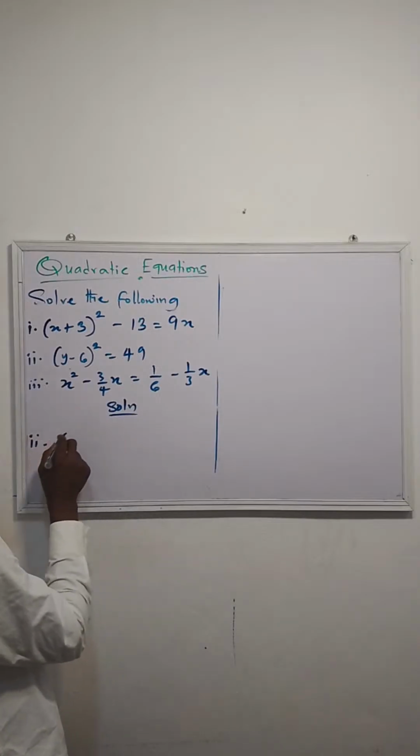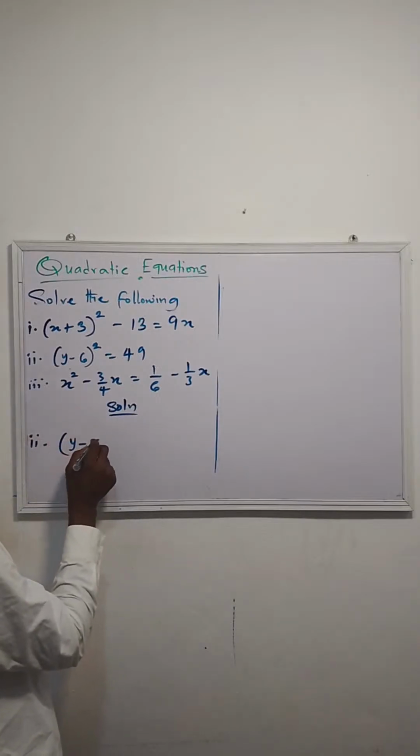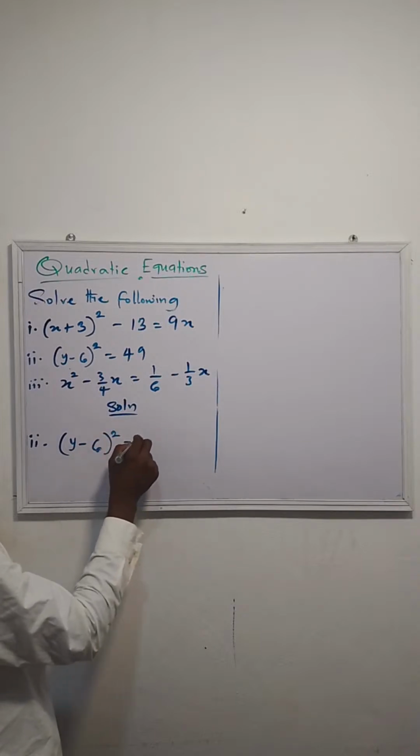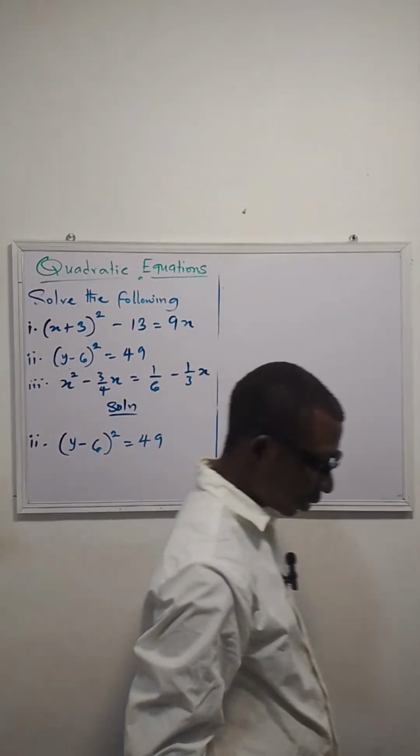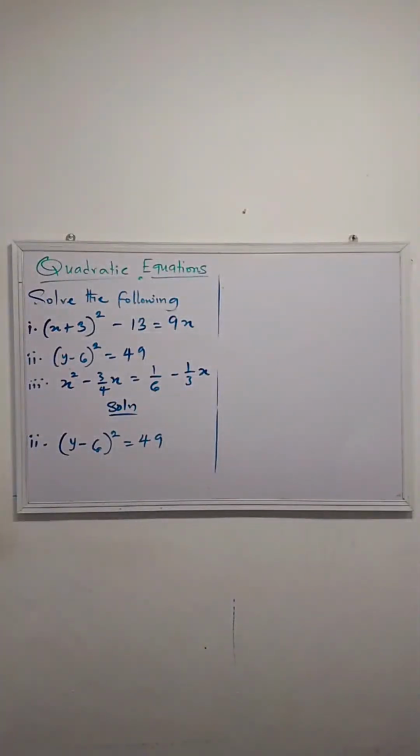The second one, we have (y minus 6) squared equals 49. What is the solution? Find the solution to that problem. If you have the answer, can you drop that in the comment section?